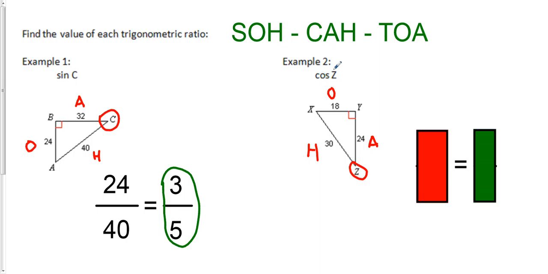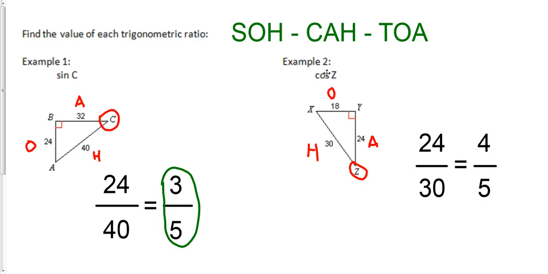Now we want cosine of z. So cosine is adjacent over hypotenuse. So we'd be using 24 over 30, adjacent over hypotenuse. Now again, 24 out of 30 can be reduced down to 4/5. Divide both of those by 6, we get 4/5, and that would be our final answer. We would say cosine of z equals 4/5.